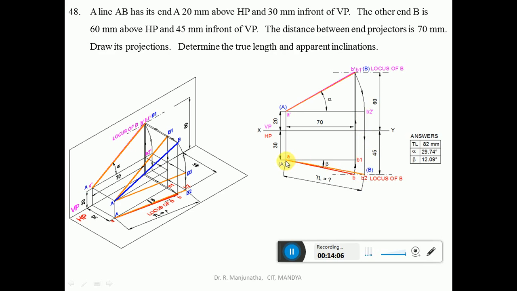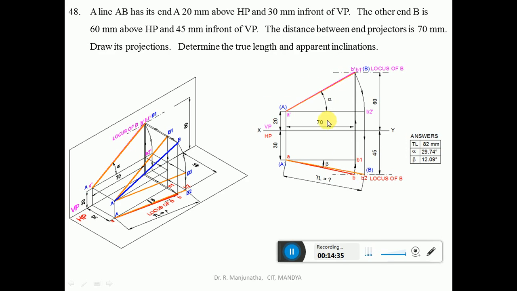Then join A to B2 with a little bit thicker line than the projector line. So this will be the true length in HP. And since the question gives the apparent inclinations and the true length, you measure the true length of A to B2 and find out that value. By using the scale, you measure the distance from A to B2, which will be 82 mm exact. Similarly, the true length is the same in both the front view and the top view.